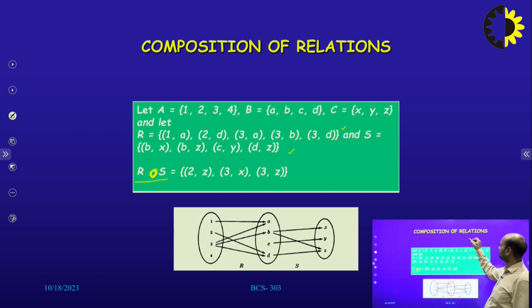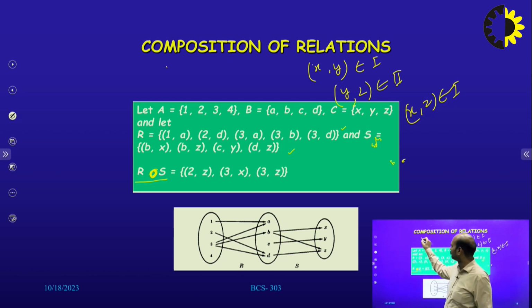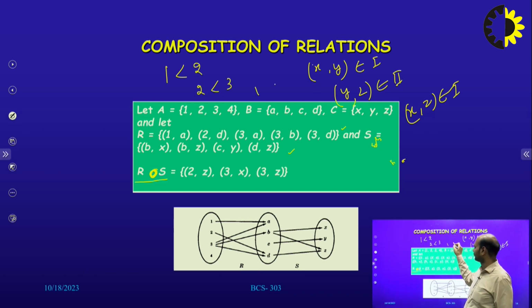It means if the first relation has (X, Y), and Y is also related to Z in the second relation (Y, Z), then we can say that X must be related to Z, which is present in the composition. For example, if we say 1 is less than 2 and 2 is less than 3, then we directly say 1 is also less than 3. It is understood, that is the transitivity property, the operation of composition.